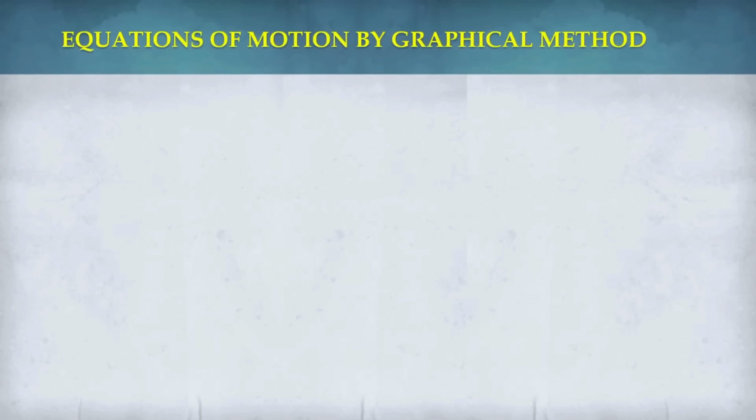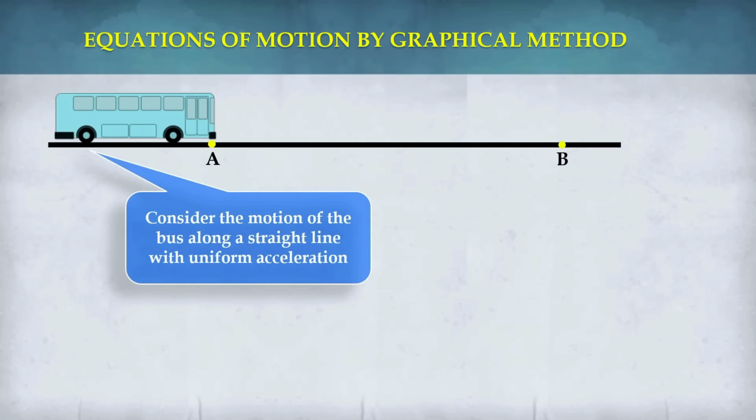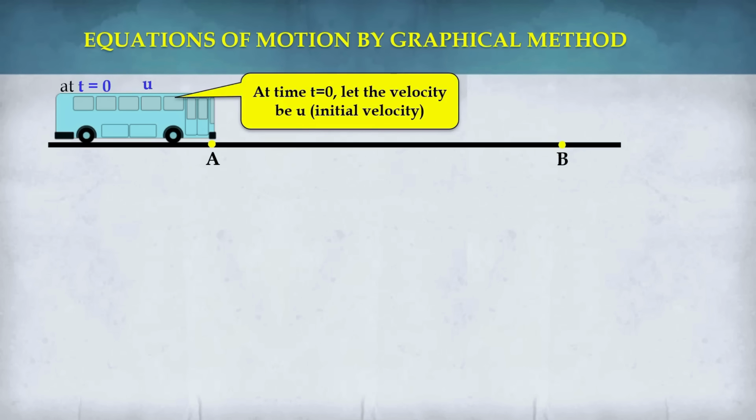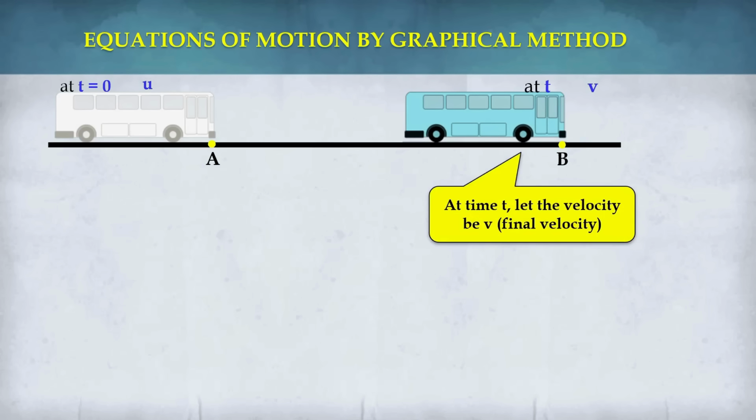Now let us derive the equations of motion using the graphical method. Consider the motion of a bus moving along a straight line with uniform acceleration. Let us assume that at the initial time, which is 0 seconds, the velocity of the bus is u. This is called the initial velocity. After some time t, the velocity of the bus becomes v. This is called the final velocity.